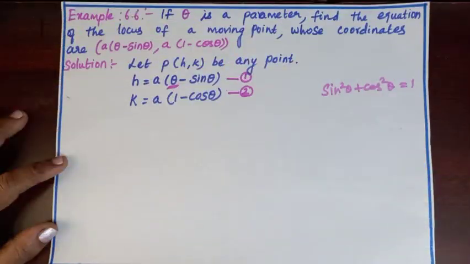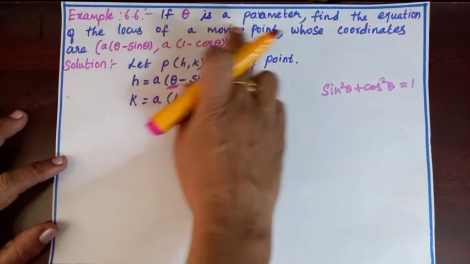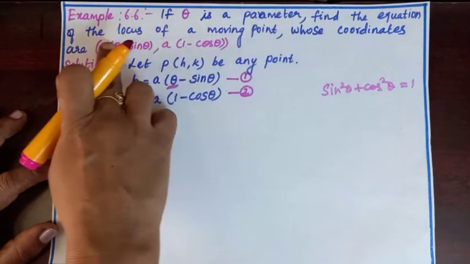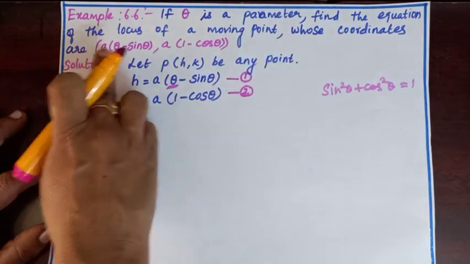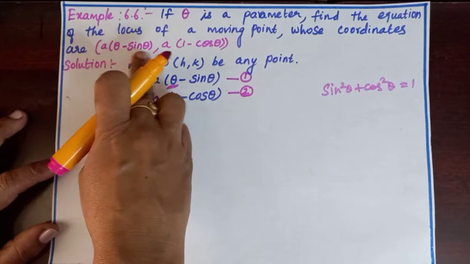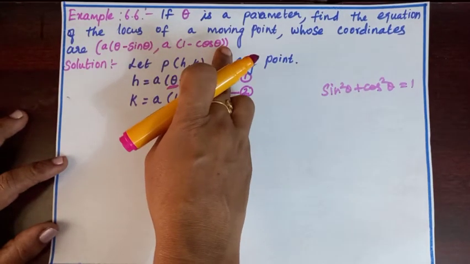In this video, we are going to work out problems in example and exercise 6.1. Please make a note of it. First, let us see example 6.6. If theta is a parameter, find the equation of the locus of a moving point whose coordinates are a into theta minus sin theta, comma a into 1 minus cos theta.